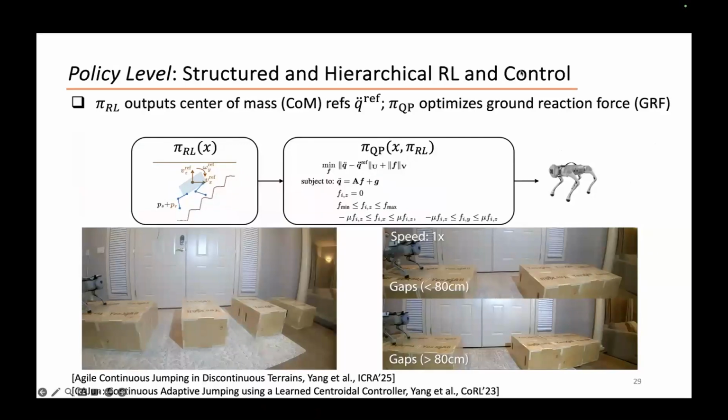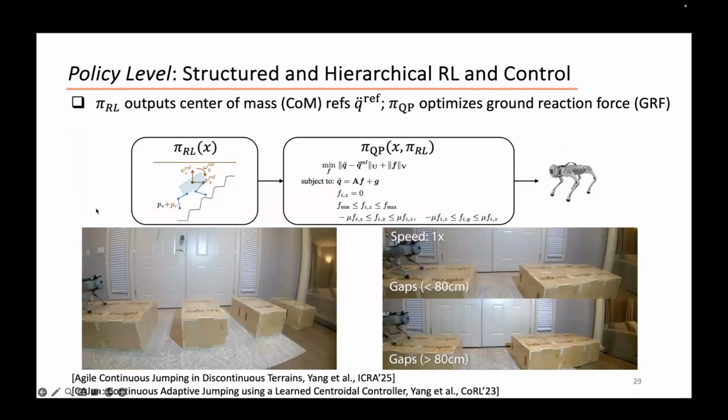Okay, and the second level I want to talk about is policy level, and this is quite different from learning dynamics. It's more like learning a hierarchical and structured reinforcement learning control policy. So the idea is maybe we can actually combine control and RL, right? We can do hierarchical RL and control. And this is one example in this video.